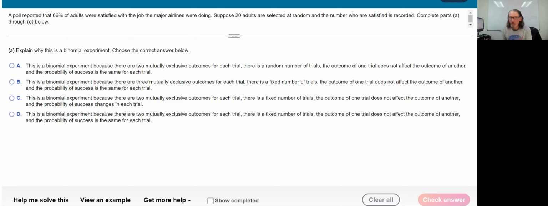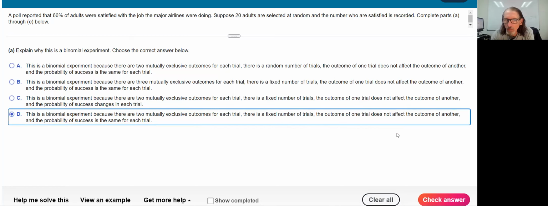And finally, there are just 2 outcomes. Either they're going to say that they are satisfied or they are not satisfied. Two mutually exclusive outcomes, satisfied or not satisfied. Fixed number of trials, 20. Independence due to the randomness. And the probability of success is the same in each trial. P equals 0.66.